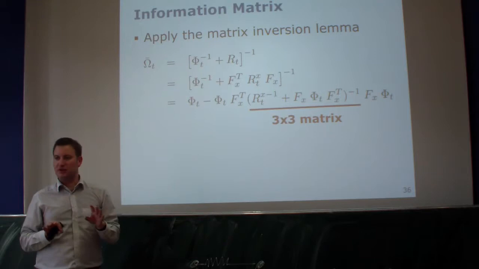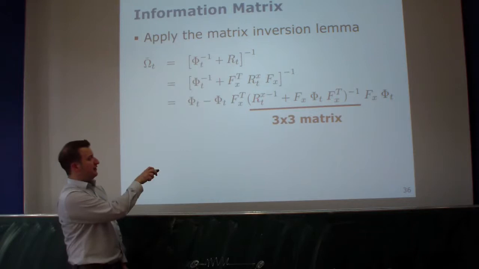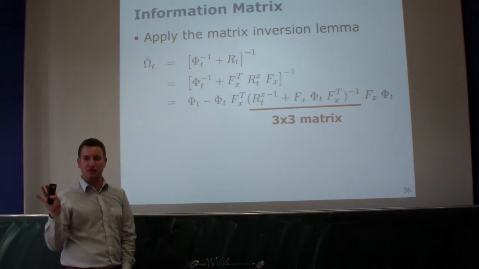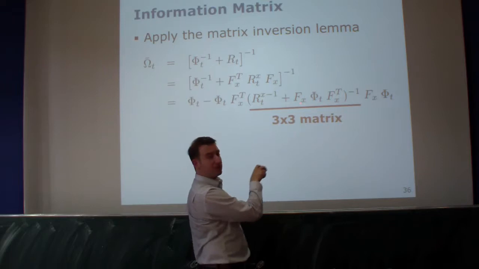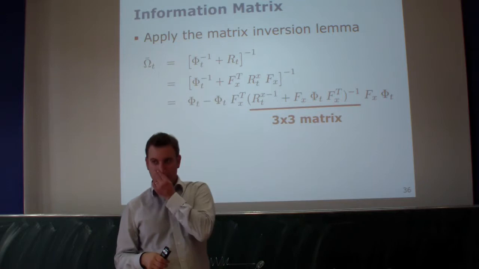Okay. Now let's look at this block over here. The first term over here is our 3x3 matrix inverted. Inverting a 3x3 matrix doesn't cost much at all. And this thing here is also a 3x3 matrix. And this guy we invert again. So this is just an inversion of a 3x3 matrix. There's nothing which is costly. Okay. So this thing can be computed efficiently.